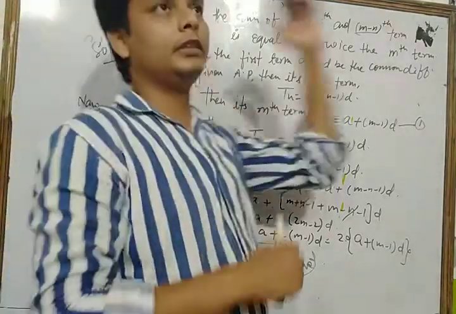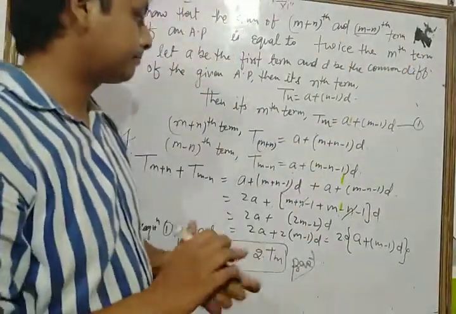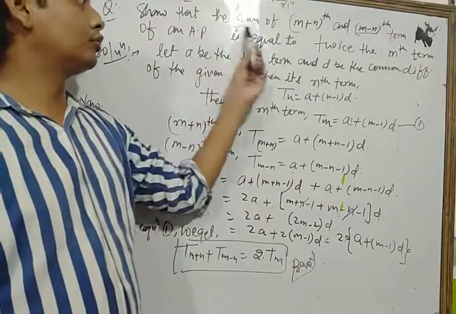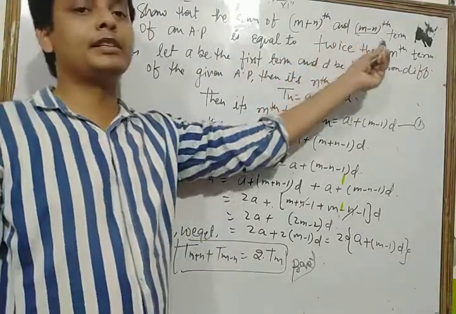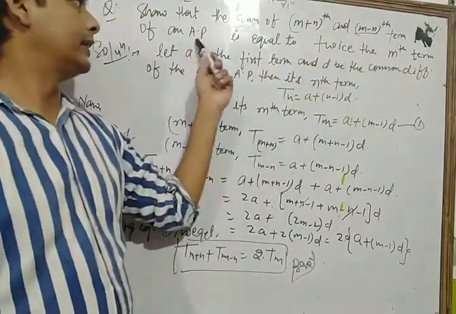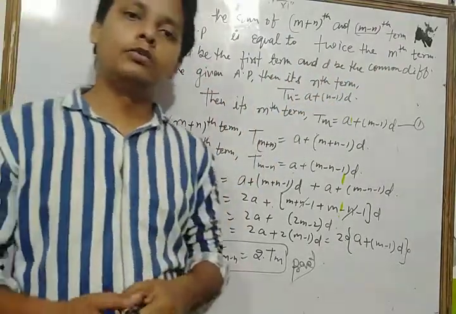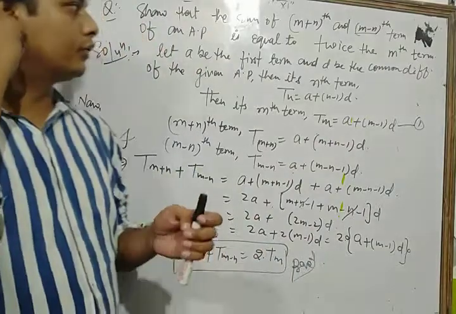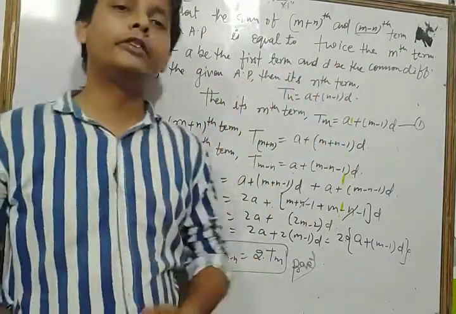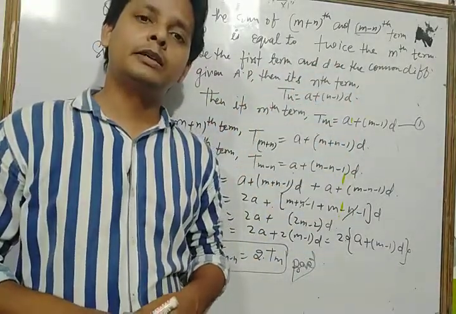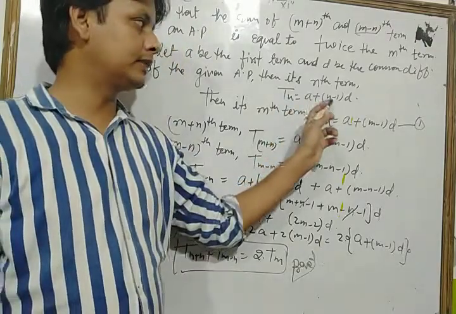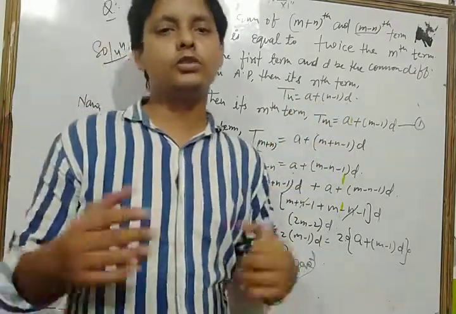Now let's see, dear student, this question once more. We have to show that the sum of the m plus n and m minus n terms of an AP is equal to twice the mth term. For solving that question, first of all we take a as the first term and d as the common difference of that AP, then its nth term will be a plus n minus 1 into d. We know that.